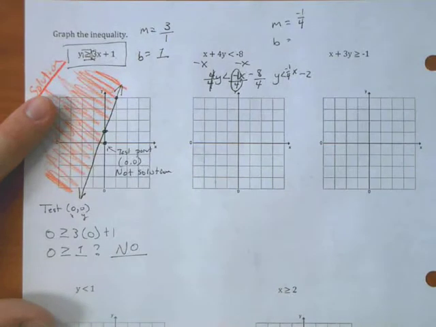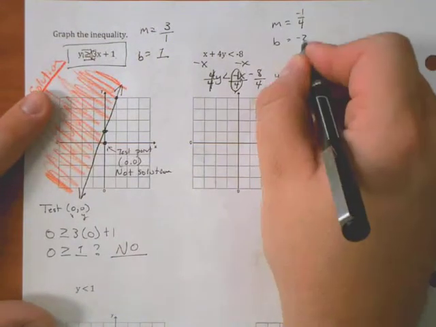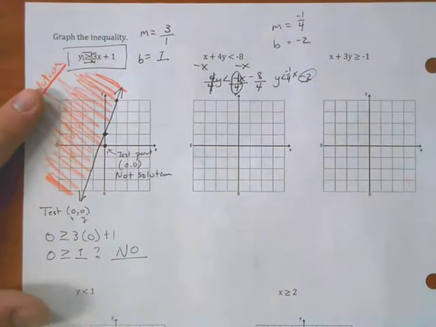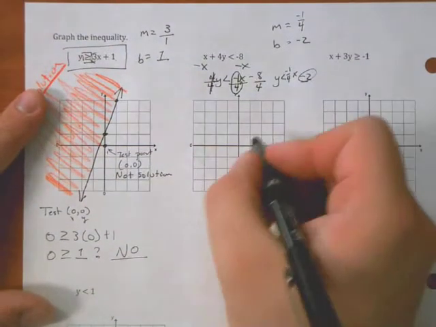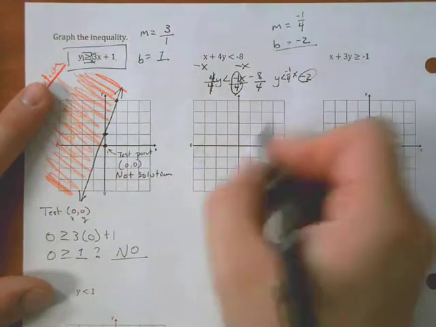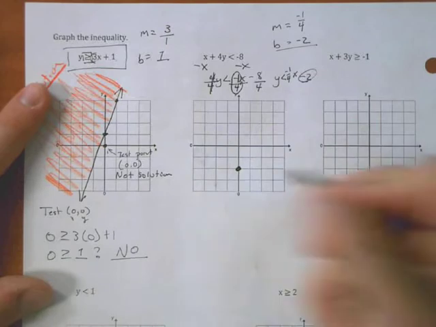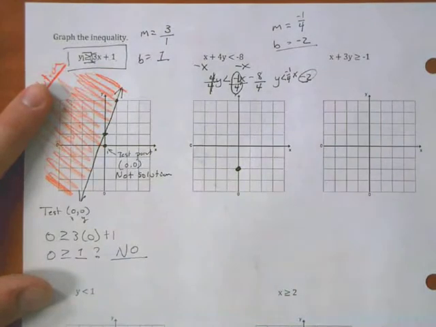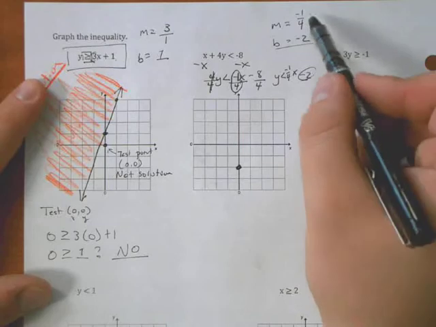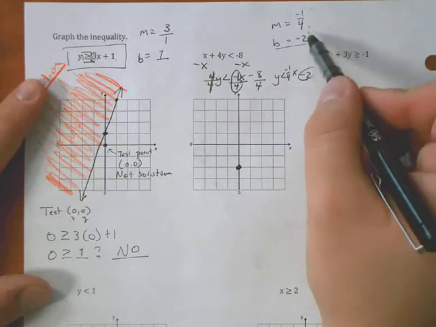Negative 1/4, what's the y-intercept? Right here, it's b. So when we graph this, we'll find the y-intercept, negative 2. The slope, we left it purposefully as a fraction because this tells us rise over run. This tells us how to get to another point.